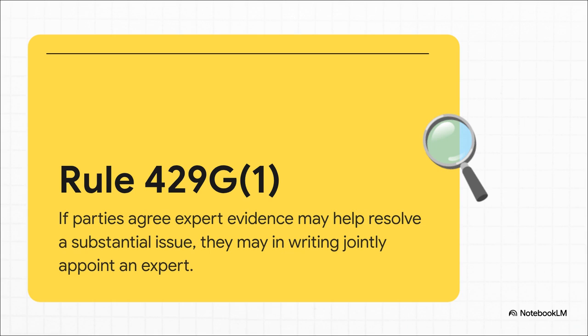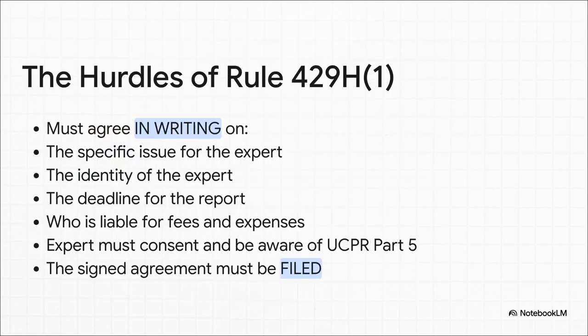But, and for your exam this is a huge but, it is not as simple as a handshake. Not even close. See, this agreement pathway has some serious procedural teeth, and they're all laid out in Rule 429H. Look at this checklist. It's incredibly strict. You have to agree in writing on the exact issue, the expert's name, the timeline, and the costs. The expert has to agree to it all, and then you have to actually file that signed agreement with the court. If you miss even one of these steps under Rule 429H, the whole appointment could be invalid.